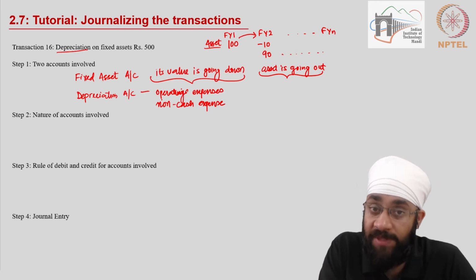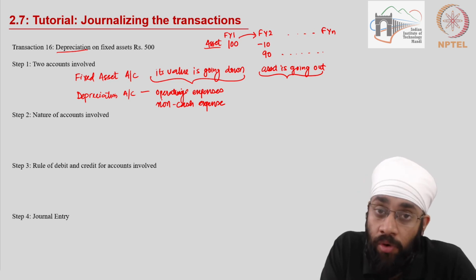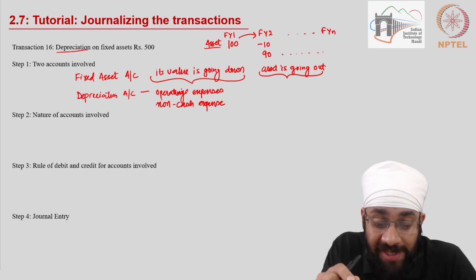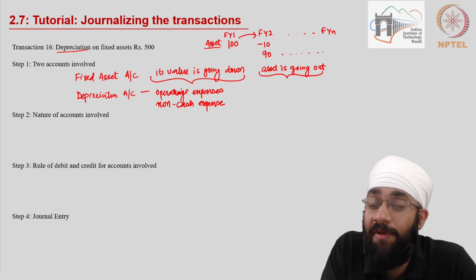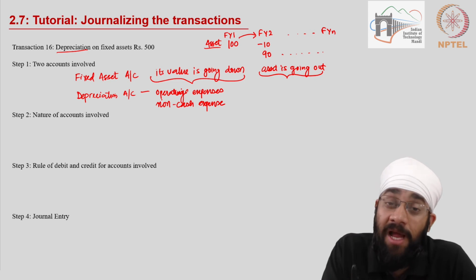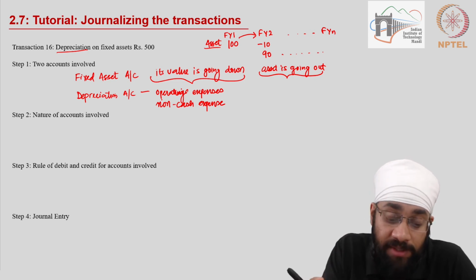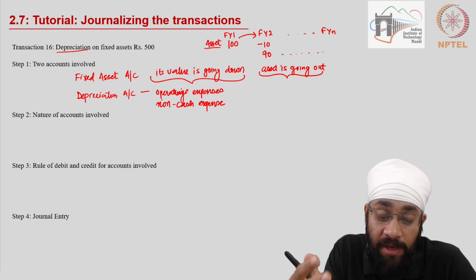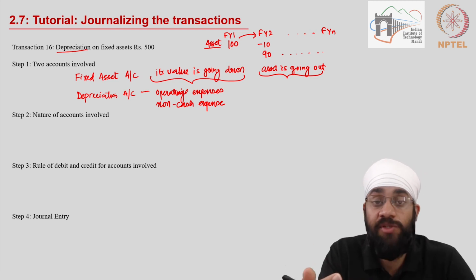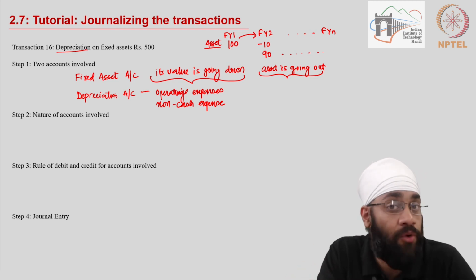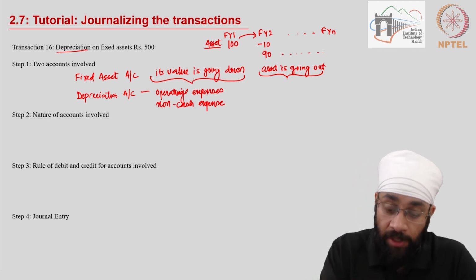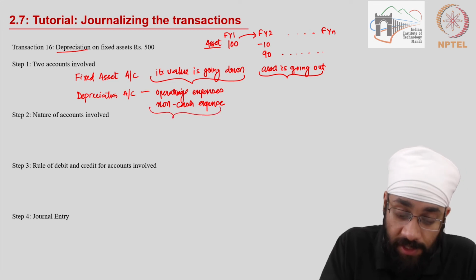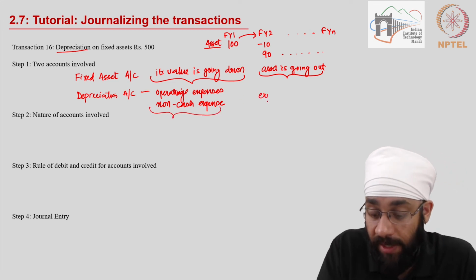Anything which can be expressed in terms of money can be recorded in the books of accounts. So the question is, can you measure depreciation in monetary terms? Yes, you can. In fact, there are rules around it. There is an accounting standard, I think accounting standard 6, which talks about the depreciation rates for different types of assets. So there are rules around how to measure depreciation in monetary value. Depreciation being an expense, you are going to debit it. This is a nominal account.